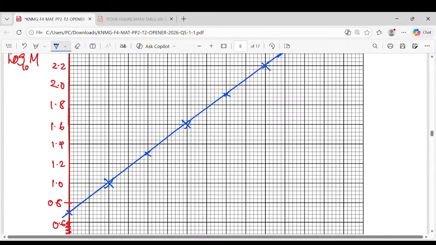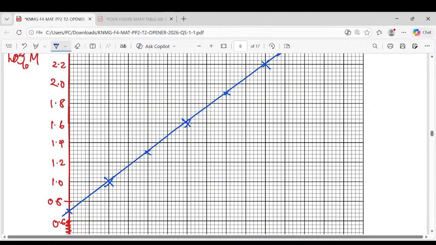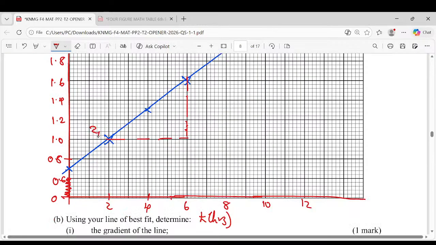We are now supposed to determine the gradient of this line. To determine the gradient, I'll pick this point. I can pick any points. I can pick this point and this particular point. So this point here is 2, 1, and this point here is 6, 1.6. Then let us get the gradient.